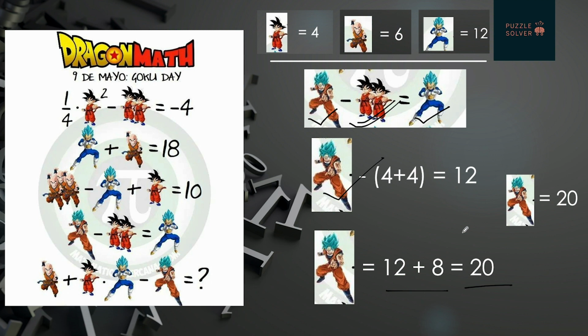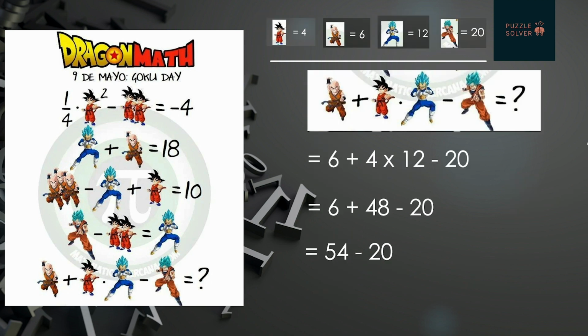Now we have all the characters' values present in this puzzle. That is Gohan is equal to 4, Krillin is equal to 6, Vegeta is equal to 12 and Goku is equal to 20. Now putting all these characters' values in our last equation and solving it. In the last equation we have 1 Krillin plus 1 Gohan into Vegeta minus Goku is equal to question mark. So putting all these values, that will be 6 plus 4 into 12 minus 20.